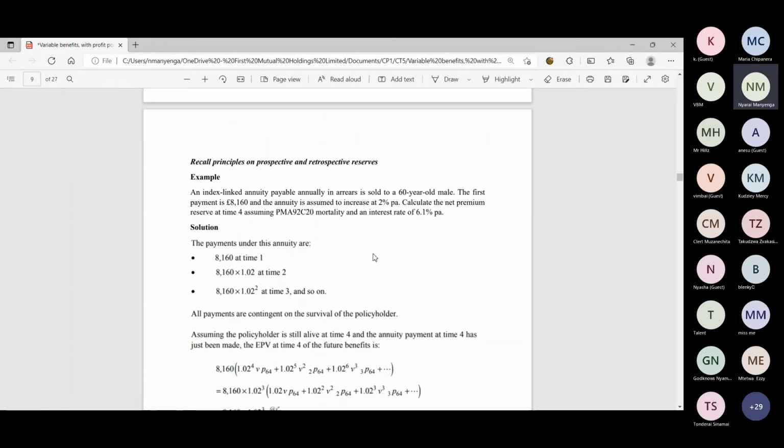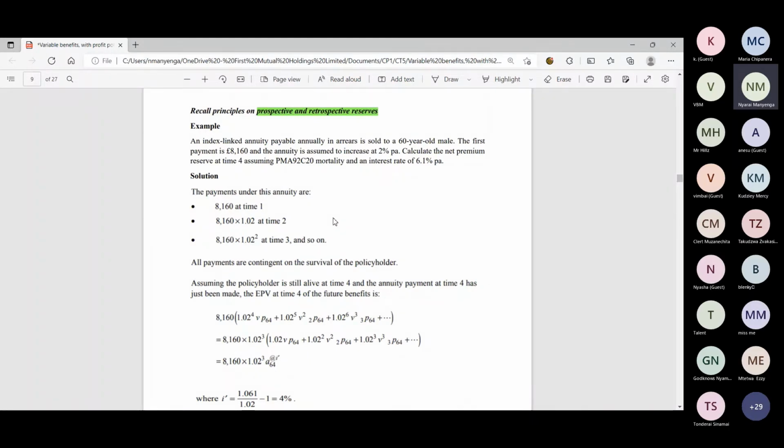So I will move on to principles on prospective and retrospective reserves. Here I just want you to recall the principles. We discussed them last time in terms of what they are and the relationship between the two. And I think I also recall saying that you should do further research on this in terms of when these two are equal, the theory part of it. So you need to just know and appreciate the theory when they are equal and when they are not. This is just part of your homework, to look it up and write a few notes on it.